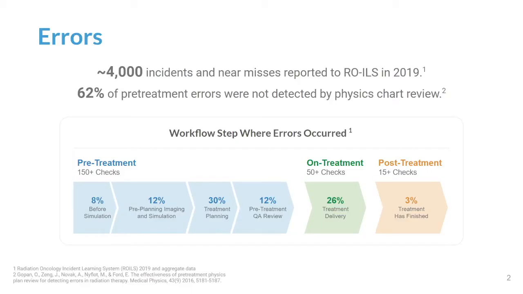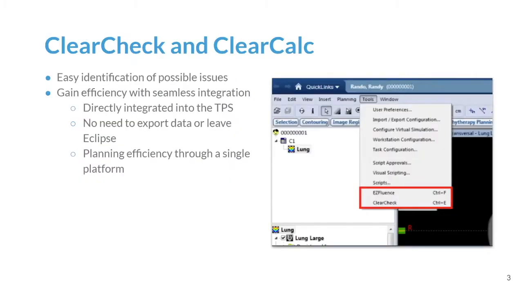So when it comes to errors in radiation oncology, in 2019, about 4,000 incidences and near misses were reported to Royals. A University of Washington study found 62% of treatment errors were not detected by the physics chart review when looking at incidents in their risk system. You can see through the workflow here where the errors occurred, the vast majority of them occurring in the pre-treatment stage. So what we've tried to do is come up with products that can easily aid users in identifying possible issues, not only at the chart check stage, but even prior to that during the treatment planning process.